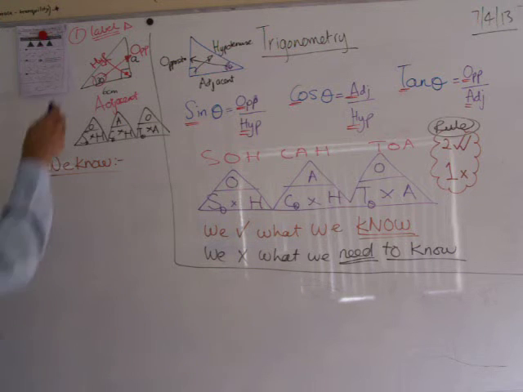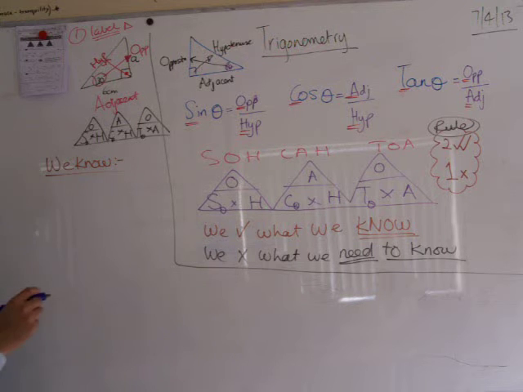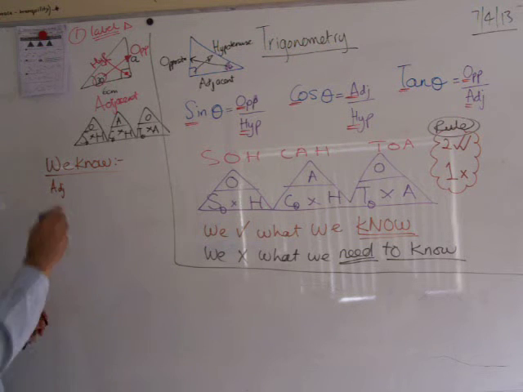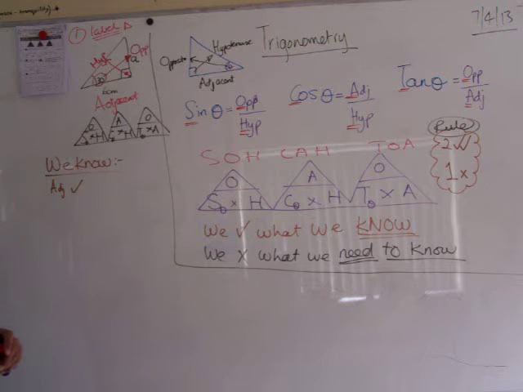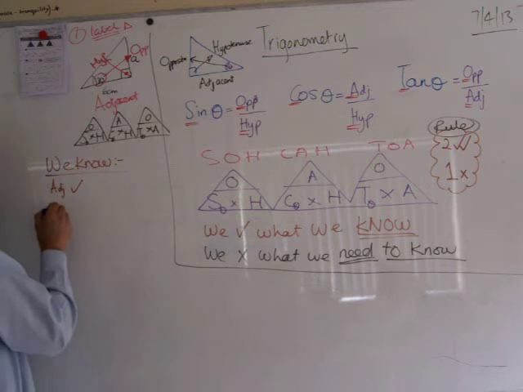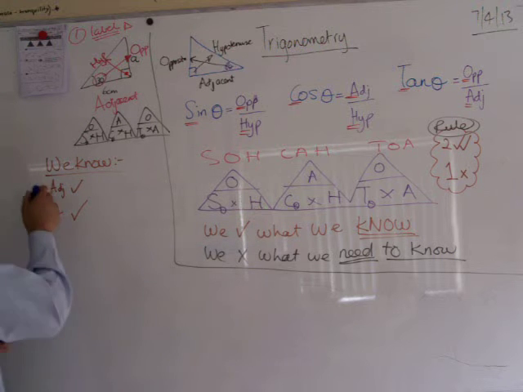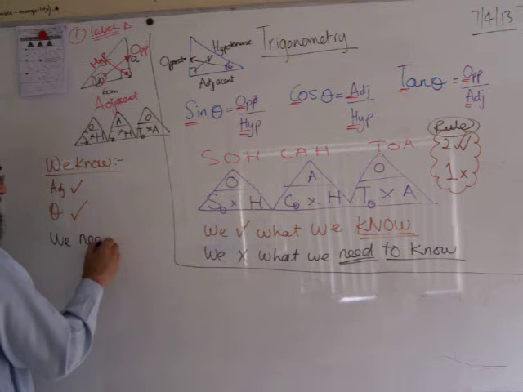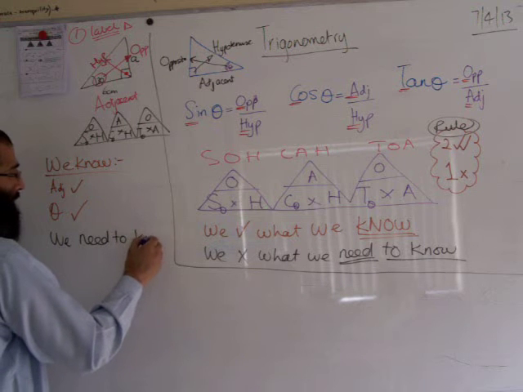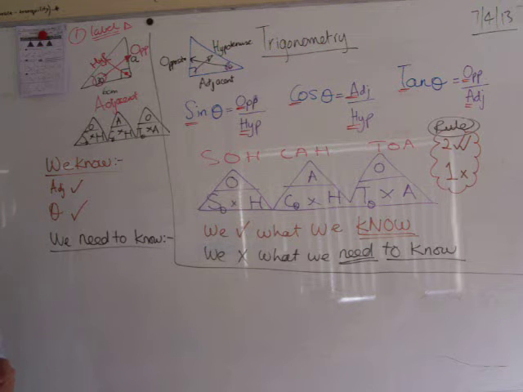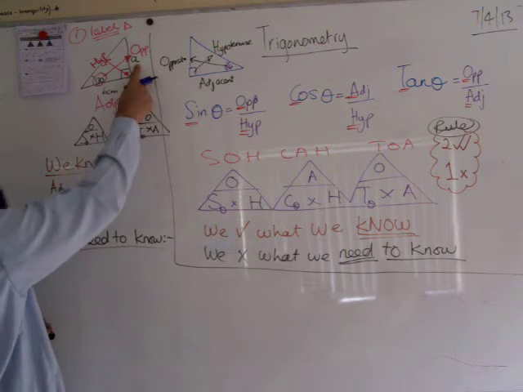So Anika, from this diagram over here, what piece of information do we know as a fact? Adjacent. We know the adjacent. So that deserves a tick. Sundus, what's the other information that we know? An angle. An angle. That deserves a tick. So, that's what we know. What do we need to know? So, what is the item that asks us to work out? The opposite, which is the A value.